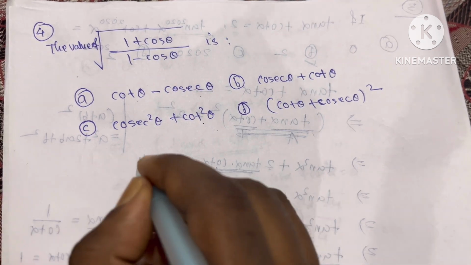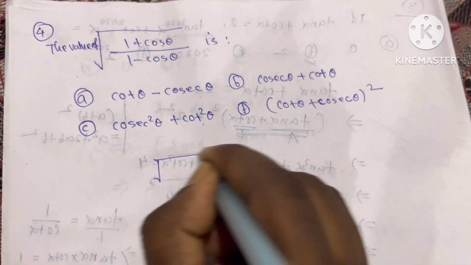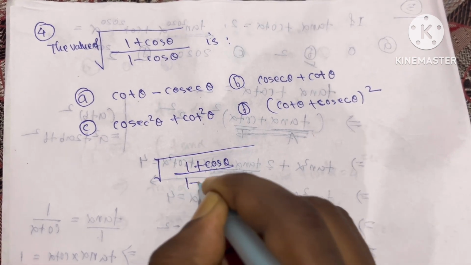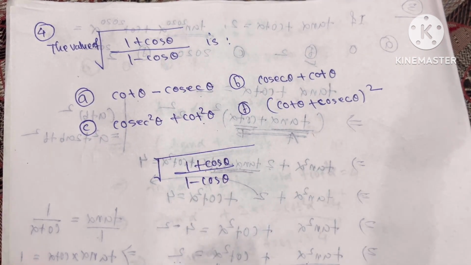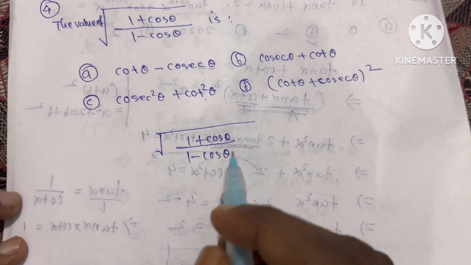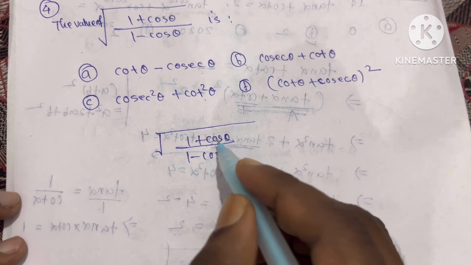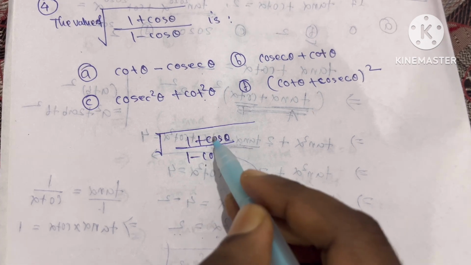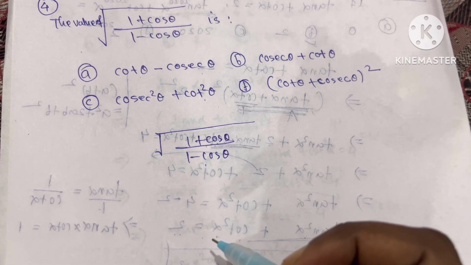So how will we simplify this? We want to find the value of root over 1 plus cos of theta divided by 1 minus cos of theta. When your question has only sine or cos functions and only one fraction, this is only one fraction, and the question has only the cos function.